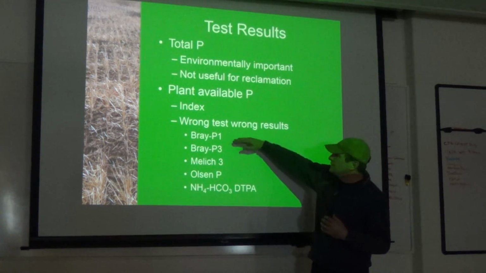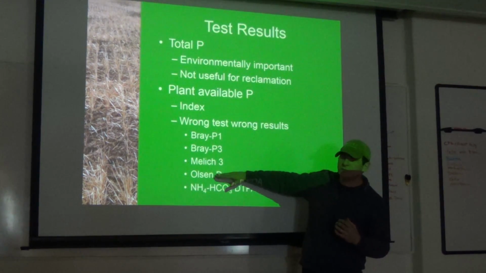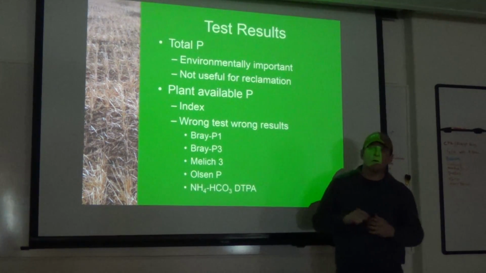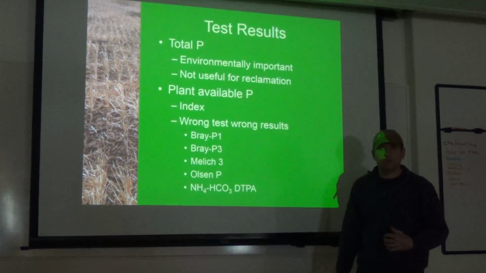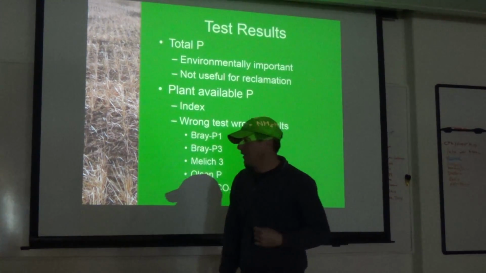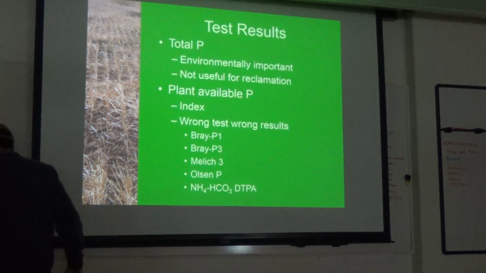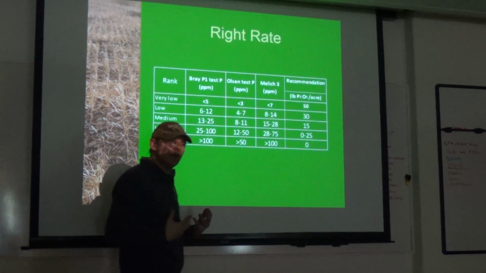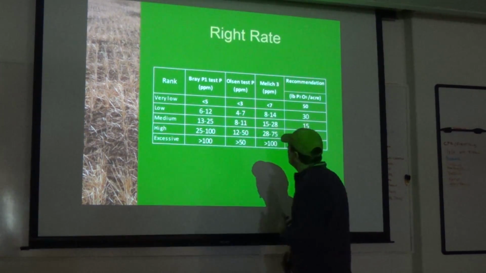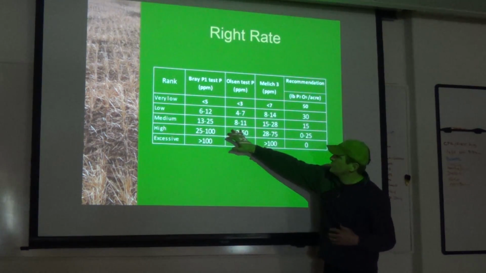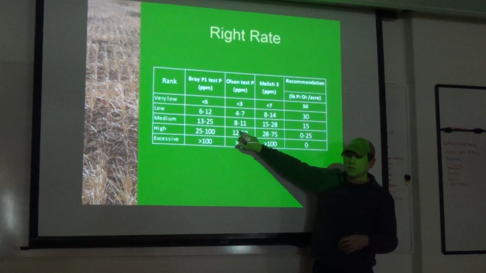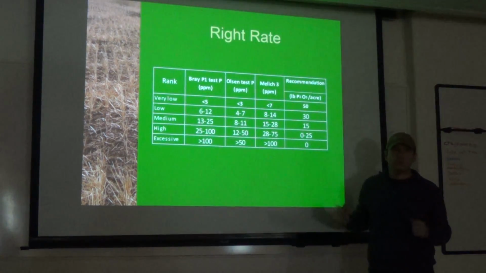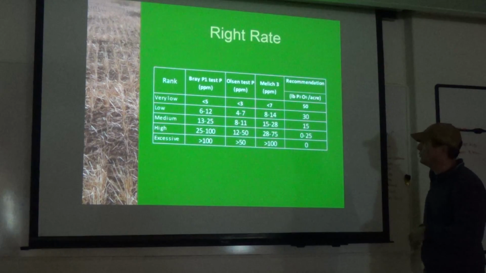But the problem is that if you have a soil test result of 12 for a Bray and 12 for an Olsen, it's not the same result. It means two different things. I'll show you an example of this here. So like I said, if we use 12 as the example from an Olsen test, you see that we are in the high range here. And we need very little phosphorus. Zero phosphorus is probably what we'd put on it.